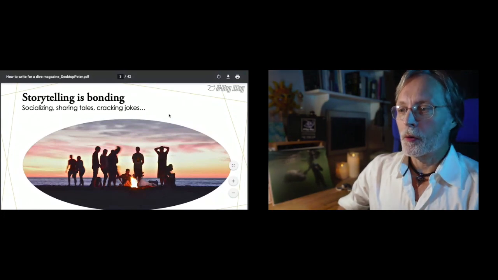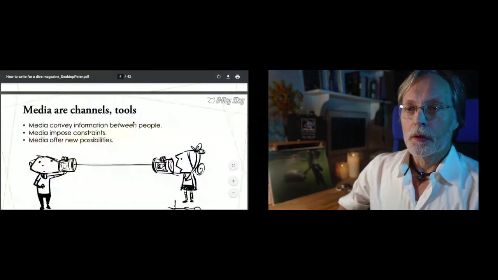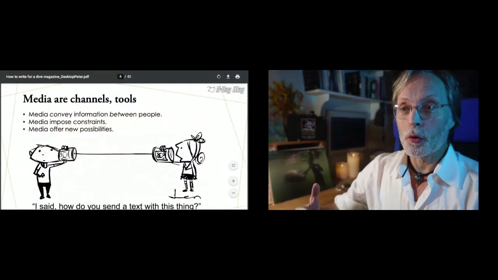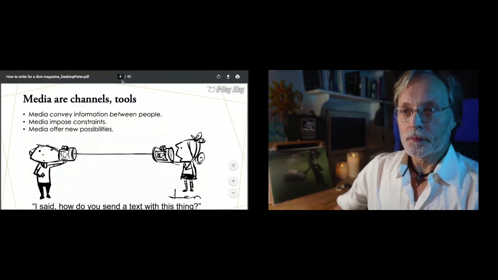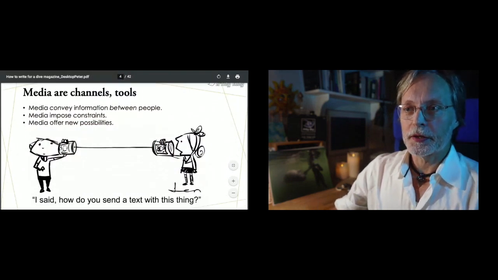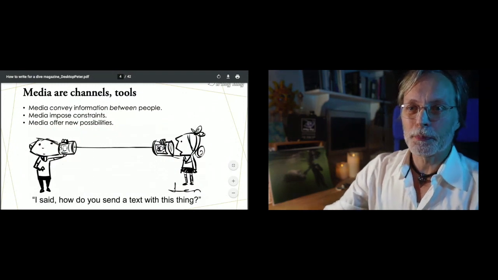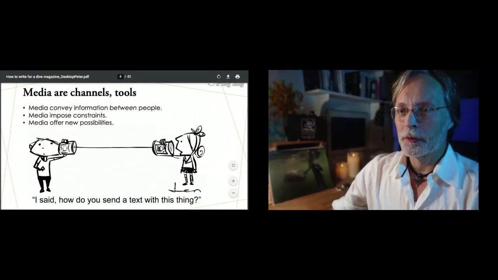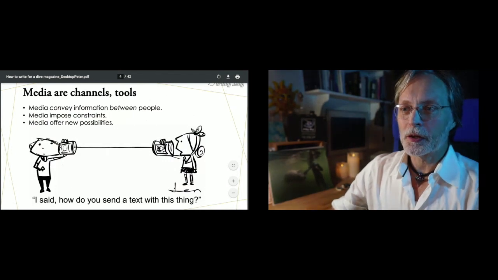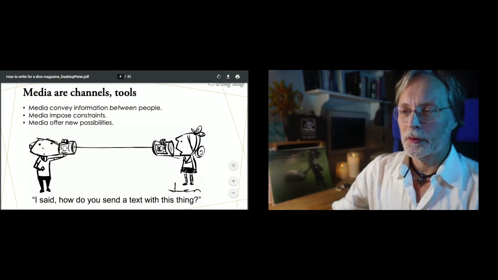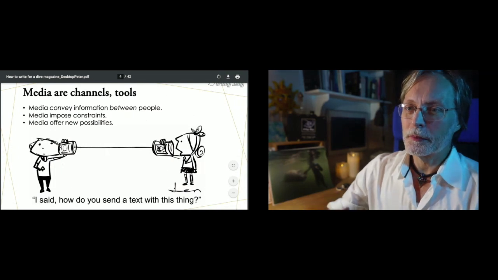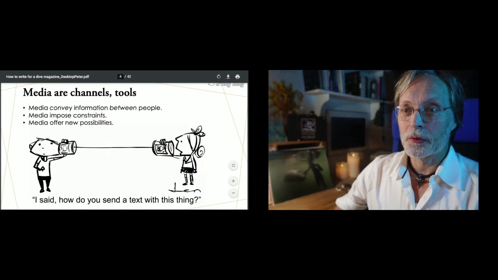But they're all just means to an end. They're called channels. Let me just adjust this. Sorry about that. They're just channels for getting your story across some space that exists between people. That is why they are called media. They are conveyors of information, of the story that you want to tell, demonstrate, or teach. But all media has some limitations or some advantages and possibilities, which we're going to talk about.